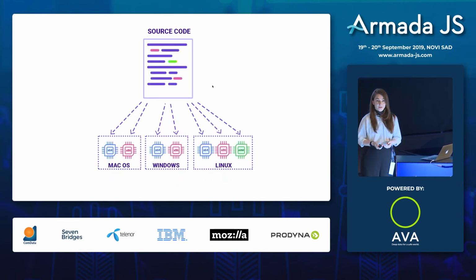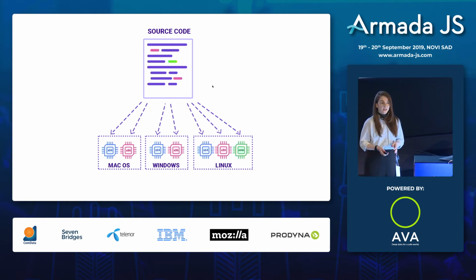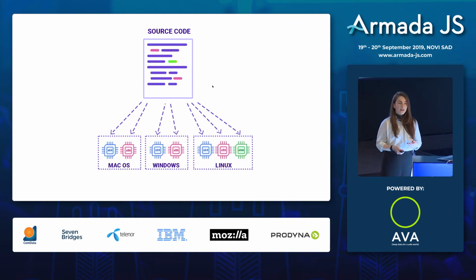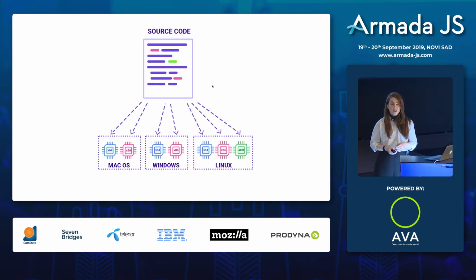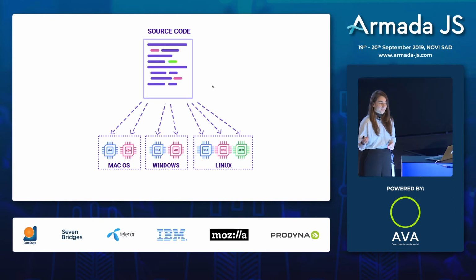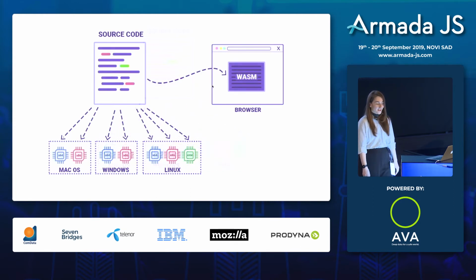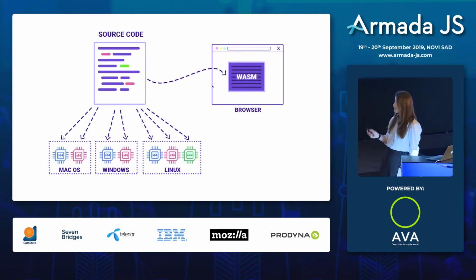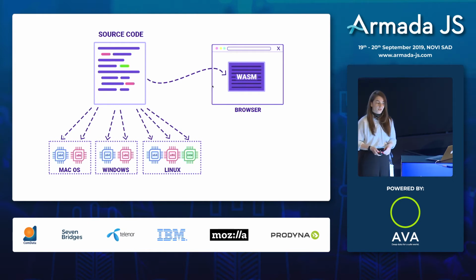And another thing about portability. To run an application on a device, it has to be compatible with the device's processor architecture and operating system. This means that you have to compile your source code for every combination of processor and operating system that you want to support. That's kind of a lot of work. But on the other side, with WebAssembly, there's only one compilation step, and your code can run in any modern browser.